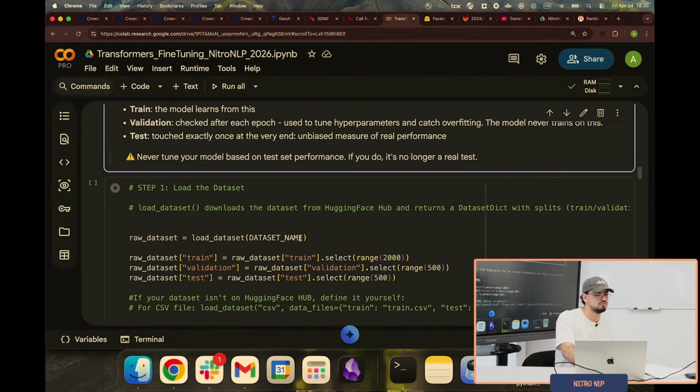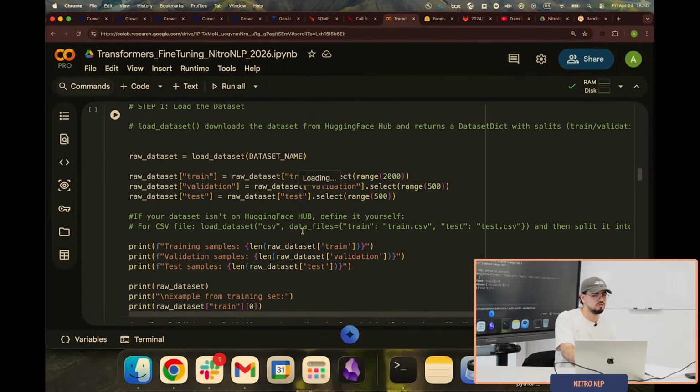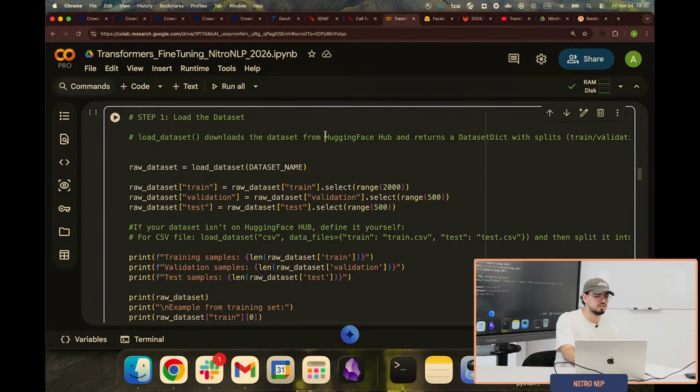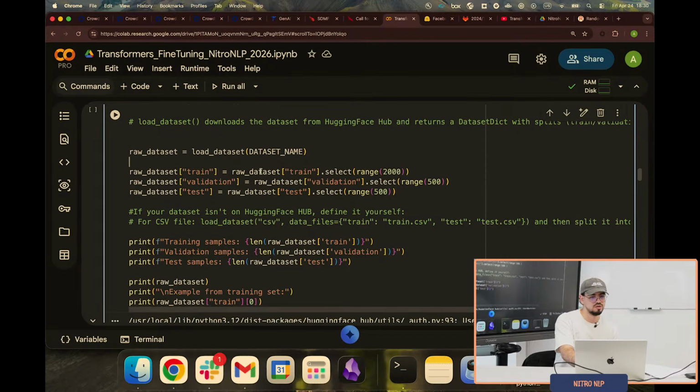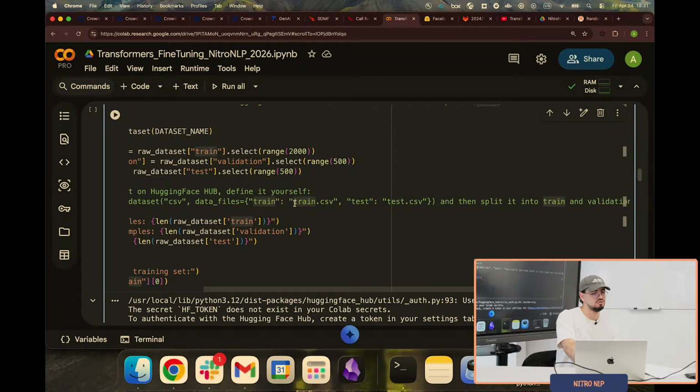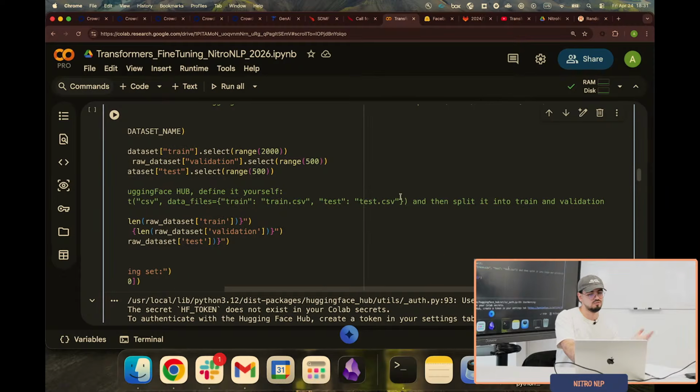All right, so knowing this, we're going to load the dataset. The dataset can be loaded pretty easily if we find it in the Hugging Face hub. You will just do load_dataset of the dataset name, which is the parameter that we declared before. And it's already split into train, validation, and test. But you can do that yourself as well. If the dataset isn't on the Hugging Face hub, you can just define it yourself with load_dataset CSV, data files, and split it into train, test, and validation or whatever.